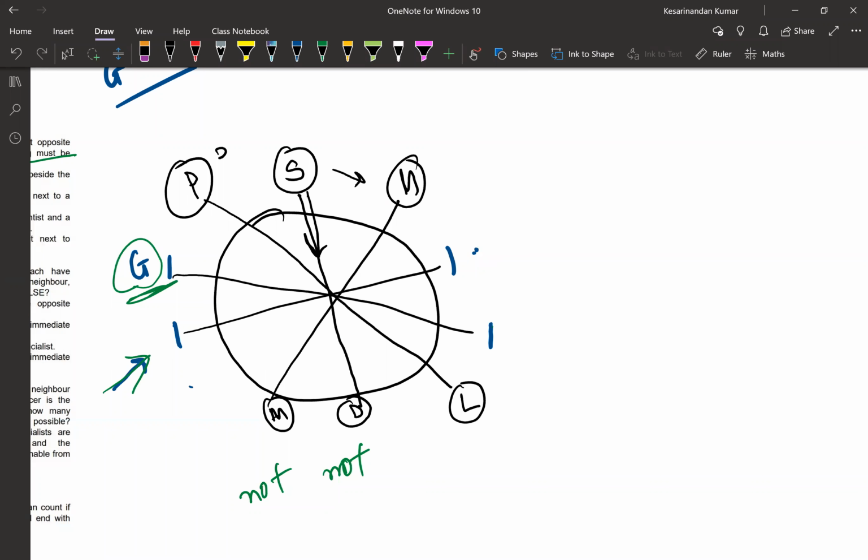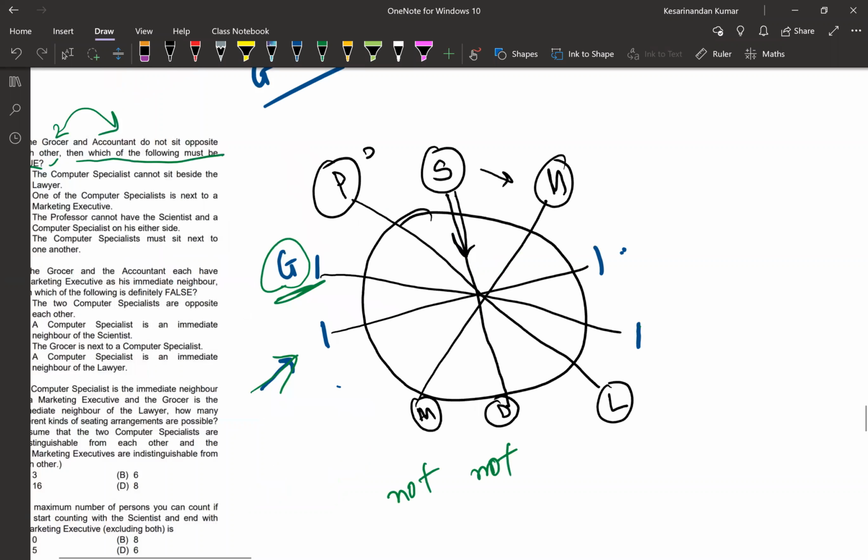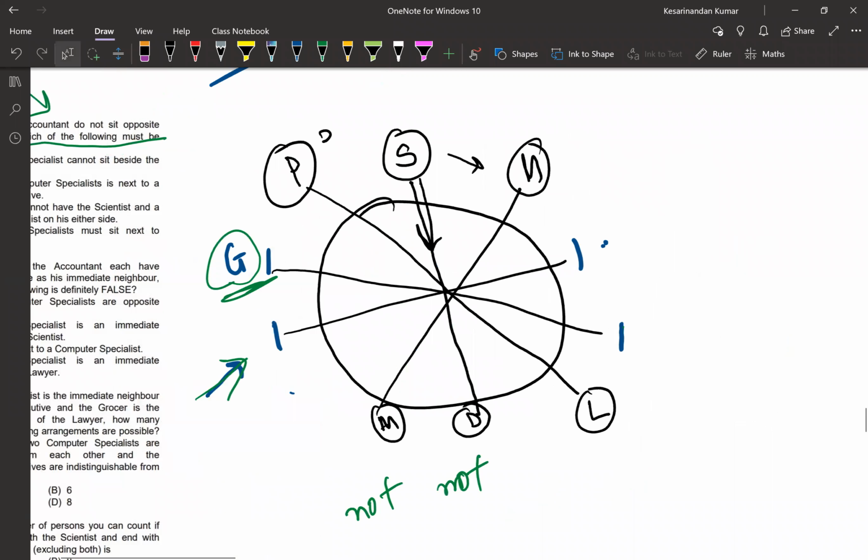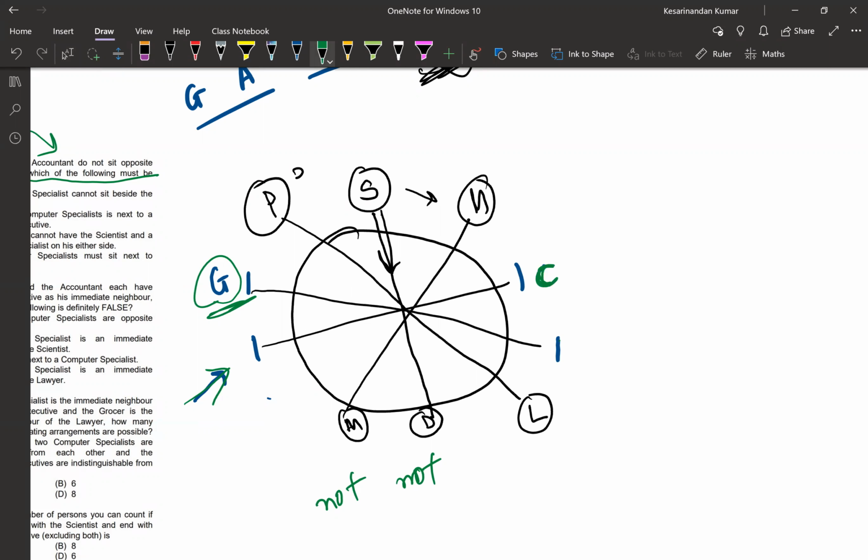Let's see the second one. One of the computer specialists is next to the marketing executive. If one of the computer specialists is here and I have the choice, so if I cannot place the accountant here, if I place the accountant here, can I have C here and satisfy the criteria? No. Why not? Grocer is there on the opposite side. Both the C's are opposite to each other.